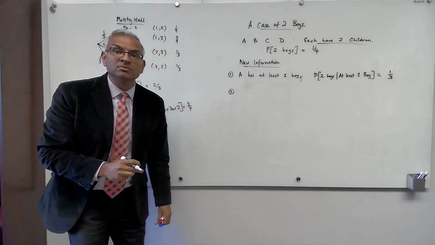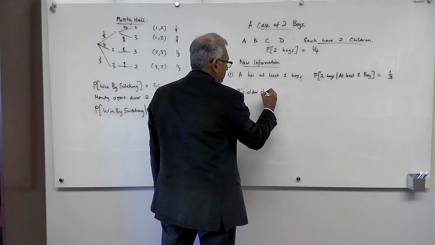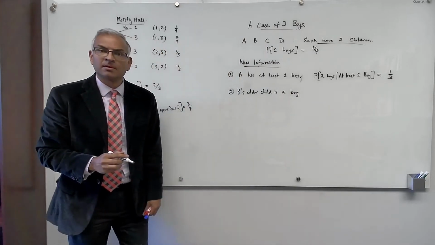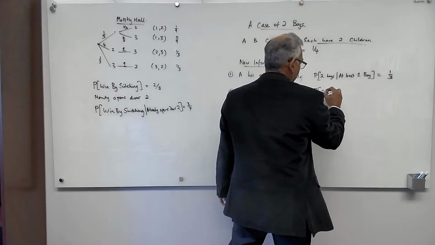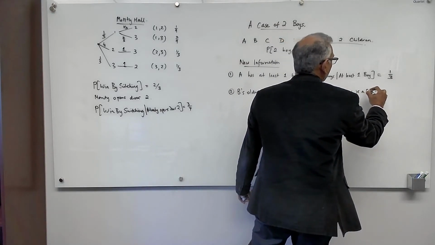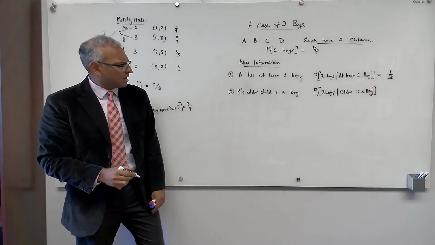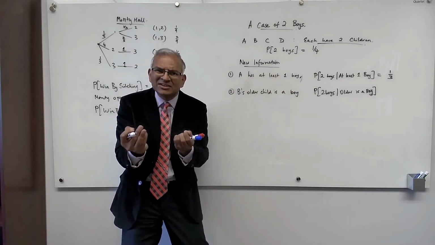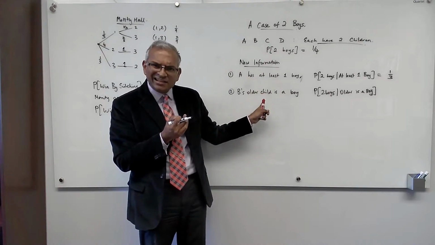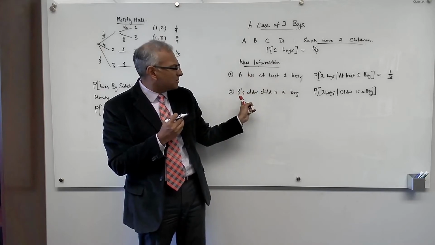B, let me give you some new information about B. B's older child is a boy. Okay. So now, what's the probability of 2 boys, given that the older is a boy? Well, how is this different from that? That's the subtlety of information. This is a subtly different piece of new information compared to A has at least one boy. This one is B's older child is a boy.